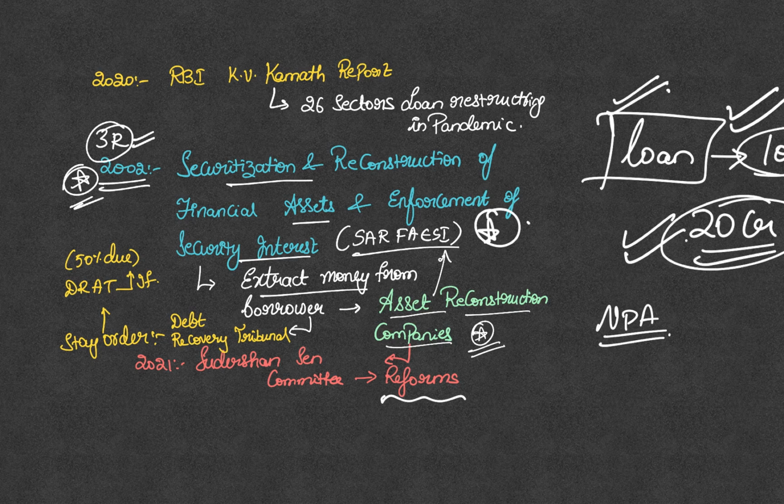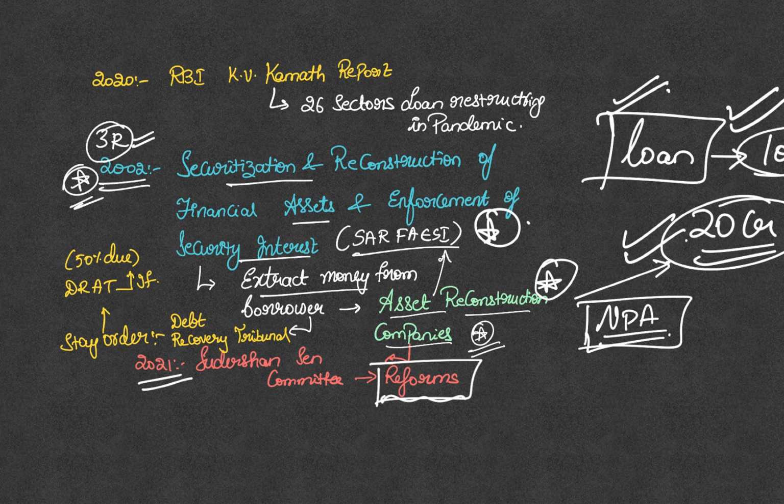Obviously, asset reconstruction companies would become all the more important when there are non-performing assets. In this time period, a committee was set up called the Sudarshan Sen Committee to look into the issues that were faced by these asset reconstruction companies in attaining their objective of maximum value extraction. So with these reforms, if there is a question in prelims, what is the objective of the Sudarshan Sen Committee? It is to look into the issues of asset reconstruction companies. It is not important to get into the details.